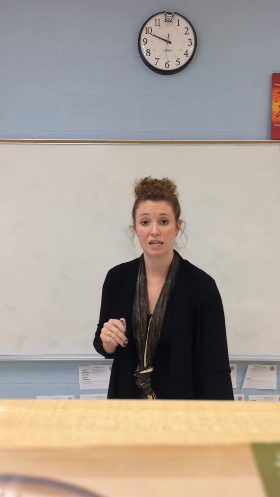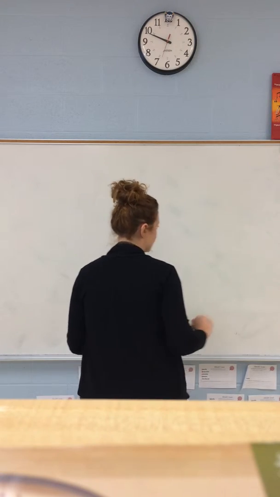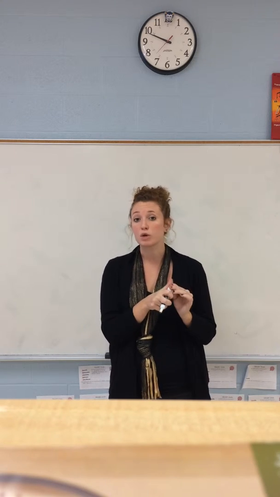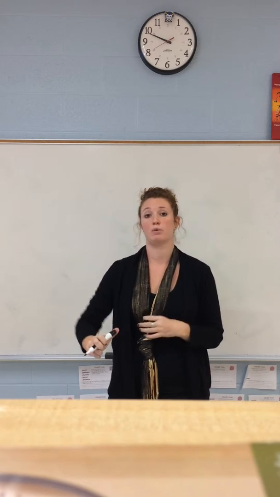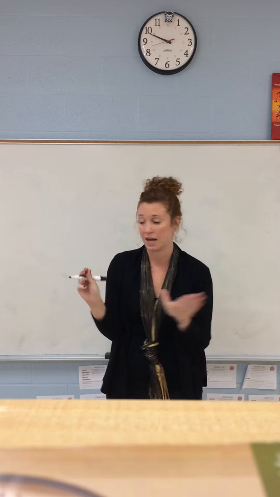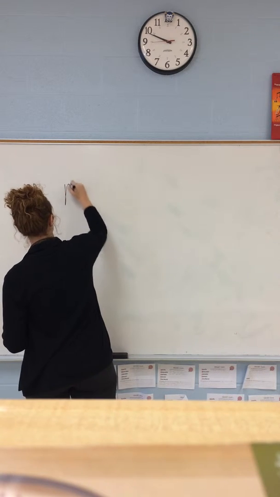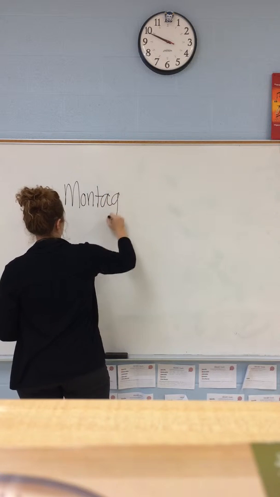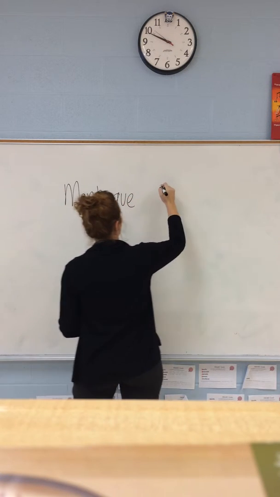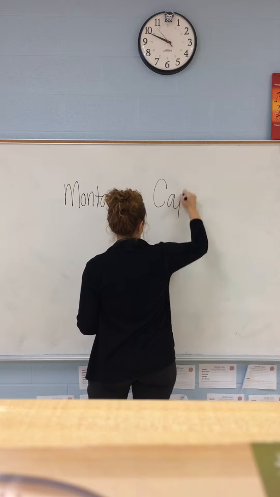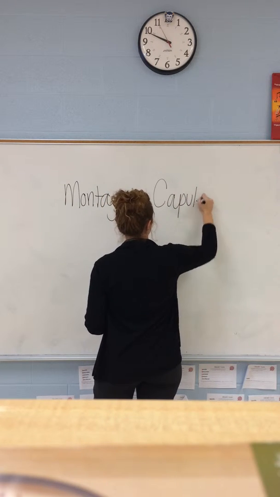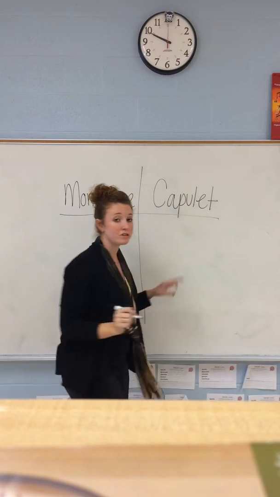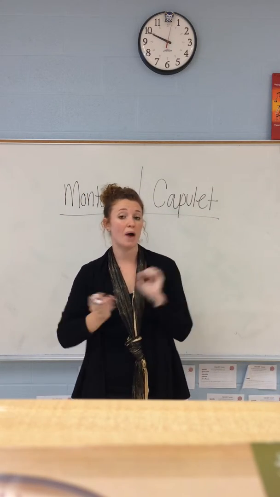And the reason why you need to have the blank sheet of paper is because we need to categorize which characters fall under which house. Because in Romeo and Juliet, we're going to be talking about 2 houses, okay? The houses of the Montagues, M-O-N-T-A-G-U-E, and the houses of the Capulets, C-A-P-U-L-E-T, okay?